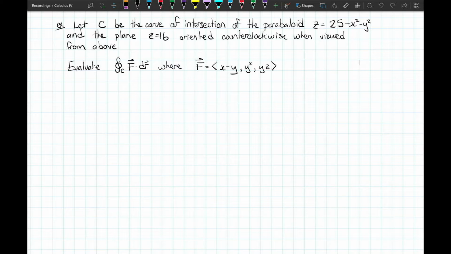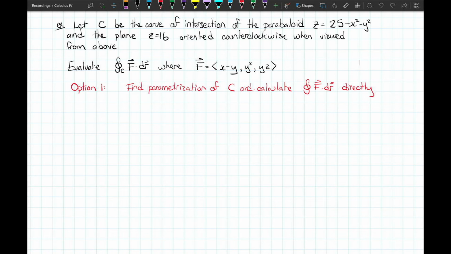And let's see if we can calculate the line integral of f, where f is the field x minus y, comma y squared, comma yz. Now the first thing we can do is skip over Stokes' theorem entirely and just calculate this line integral directly. That is only going to be possible if we can find a parametrization of the curve, and in this case that might not be too terrible.